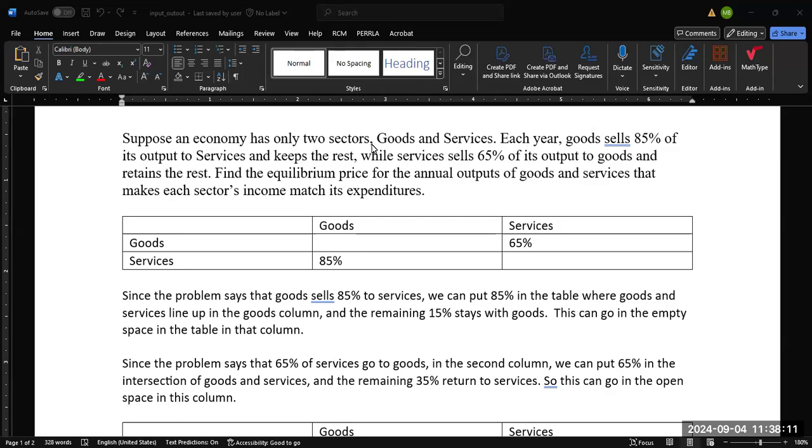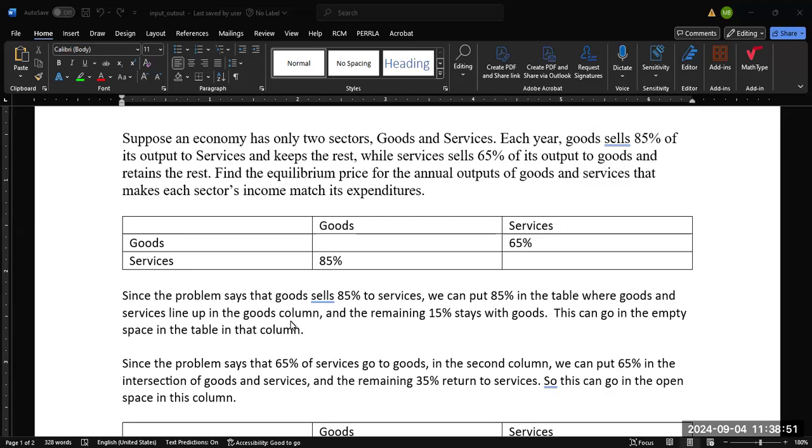So suppose an economy has only two sectors, goods and services. Each year, goods sells 85% of its output to services and keeps the rest, while services sells 65% of its output to goods and retains the rest. Find the equilibrium price for the annual outputs of goods and services that make each sector's income match its expenditures. So since goods sells 85% of its output to services, we have goods selling to services here 85%, and services selling to goods at 65%.